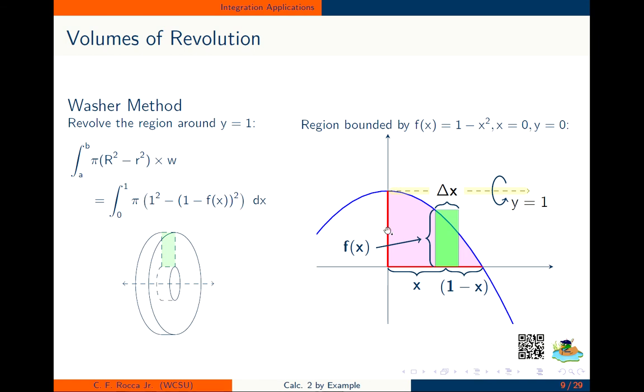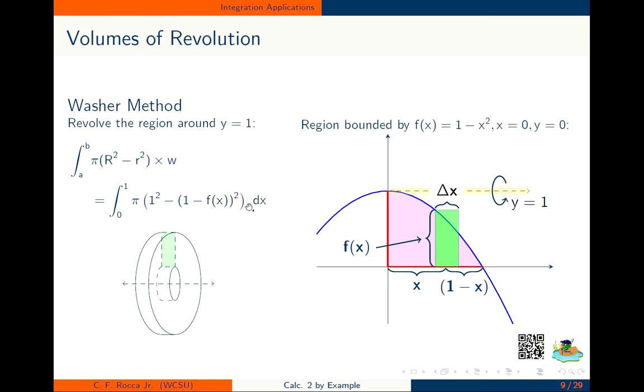and so that's where I get the 1 squared. The inside radius, the little radius, is the distance from the axis of revolution, this axis we're revolving around, to the near side of the rectangle. So I'll go from 1 to this near side, but that near side is at a height f of x. This is why it was helpful to draw that little rectangle and label it before I started trying to solve the problem. So the inside radius is going to be 1 minus f of x, and so that's where I get the 1 minus f of x squared.